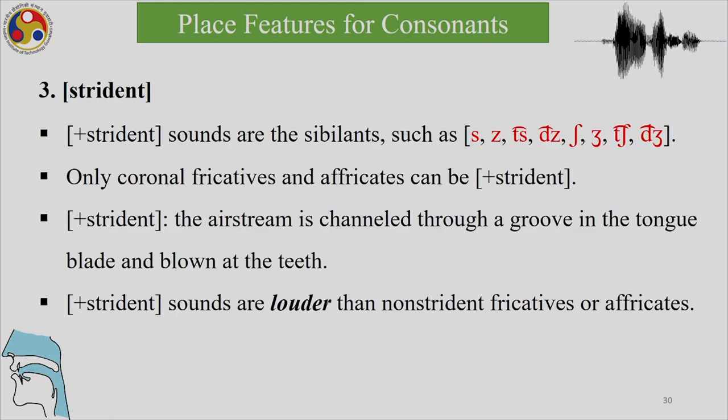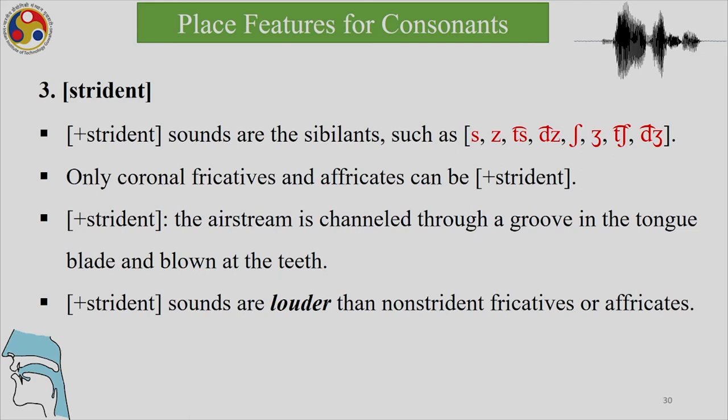The other category relevant for coronals is strident. Plus strident sounds are the sibilants such as s, z, ch, j, sh, and only coronal fricatives and affricates can be plus strident. In plus strident sounds, the airstream is channeled through a groove in the tongue blade and blown at the teeth. So basically, strident sounds cannot be pronounced if the front teeth are missing. It's a bit of trivia, because the air is channeled with great force and has to hit the front teeth to produce the special effect that a strident sound like s or z produces.